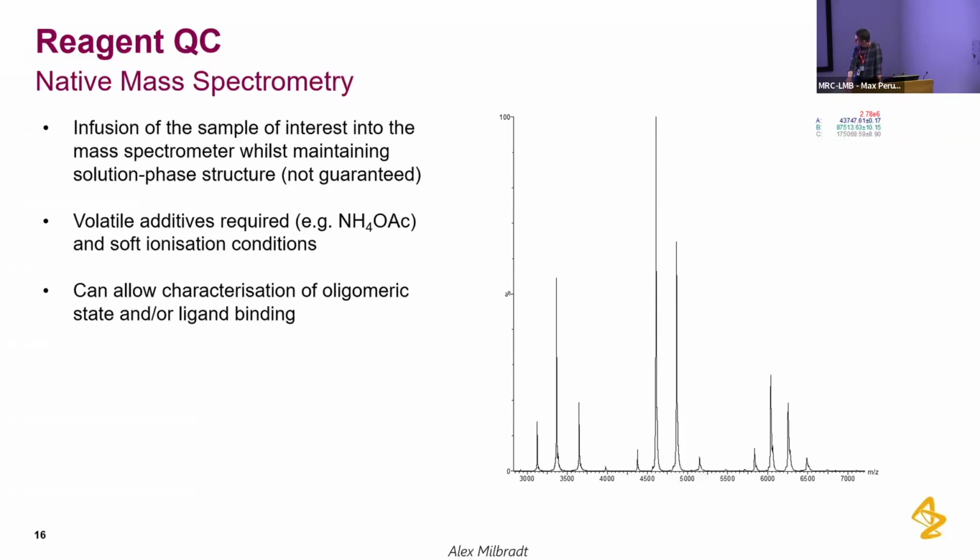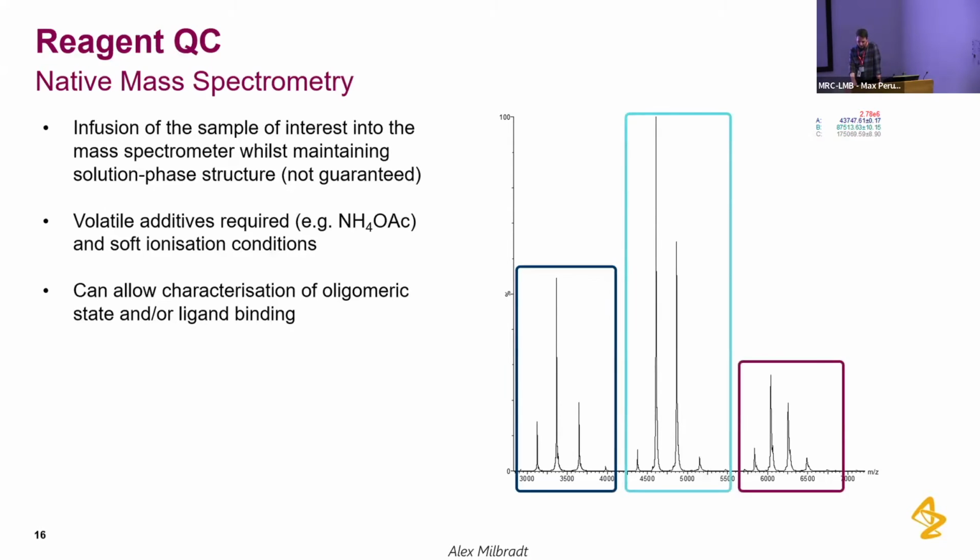So this mass spectrum shows data that was recorded on the protein in ammonium acetate. So it gives us a native mass spectrum. Hopefully you can see the x-axis is the mass-to-charge ratio, the y-axis is just the relative intensity, and we see three clusters of sets of peaks. And these correspond to three distinct charge state distributions.